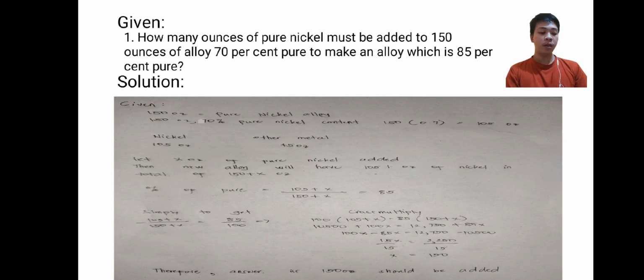100x minus 85x is equal to 15x, equals 12,750 minus 10,500 is equal to 2,250. So to find x, we need to divide both sides by 15. So x equals 150. Therefore, the final answer is 150 ounces should be added.